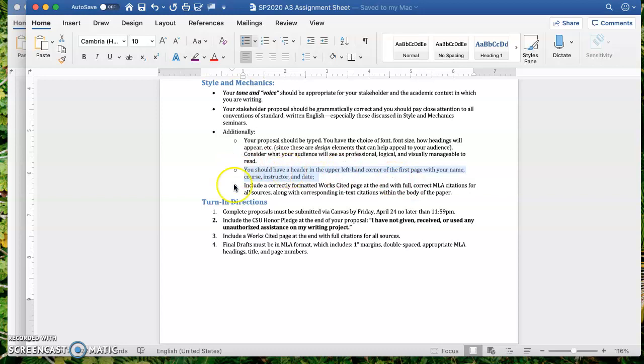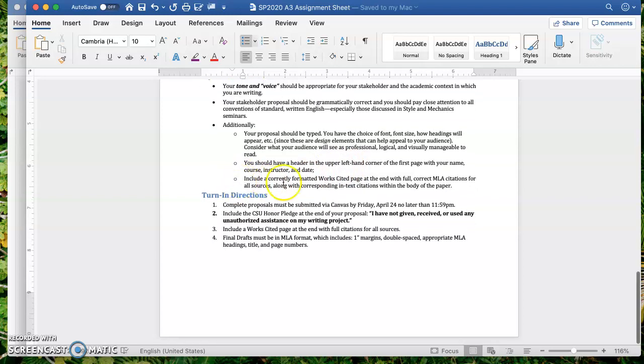On the first page of your paper, I do need you to have a header that just has your name, my name, the date, things like that, even though you wouldn't include this header in your average proposal, because this is also an assignment for this class. I need you to have a header. And then finally, I want you to include your works cited page.